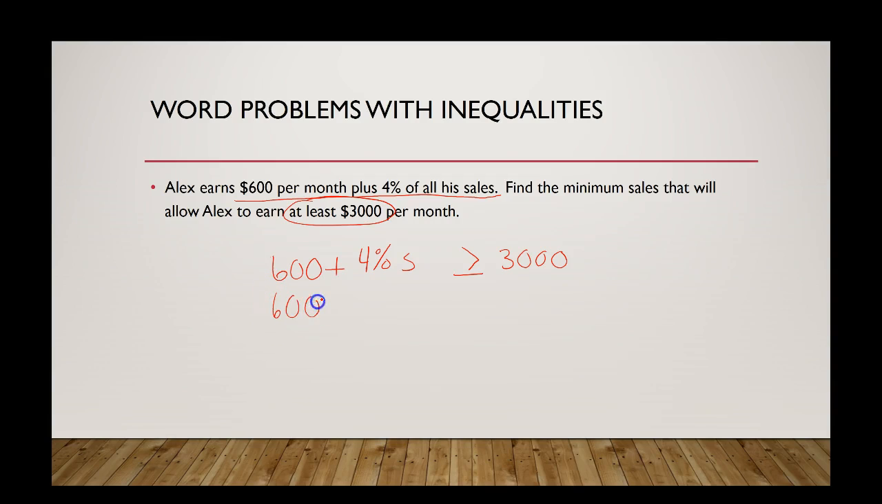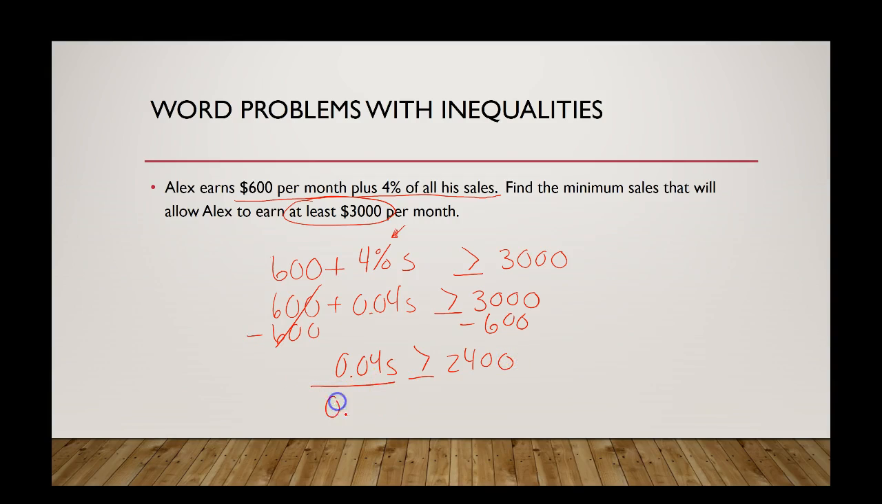I'm going to change this percent to a decimal. You don't necessarily have to if you're using a calculator. Make sure that you use the percent symbol to put that in. If you're not using a scientific calculator that has a percent symbol, make sure you change it to a decimal when you're doing the calculations. So we subtract the 600. I have my 4% S greater than or equal to 3,000 minus 600 is 2,400.